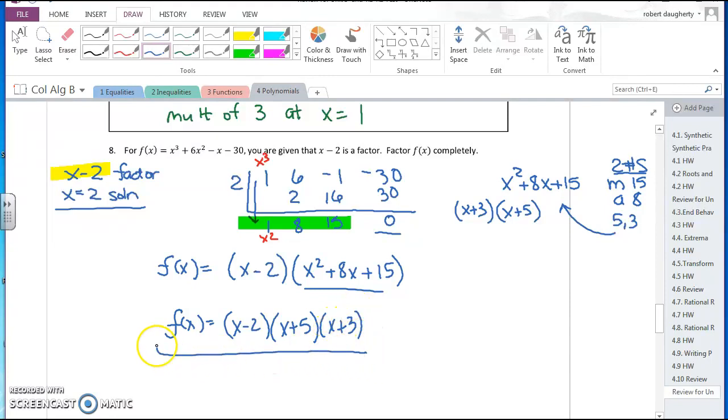Okay. So I started out with one synthetic division to get the cubic down to a quadratic, and then we know how to factor quadratics. Okay.